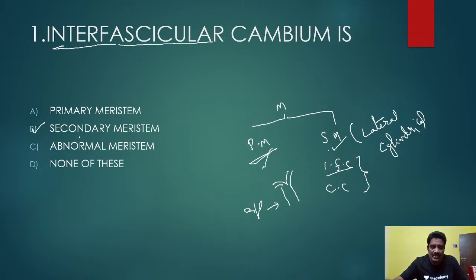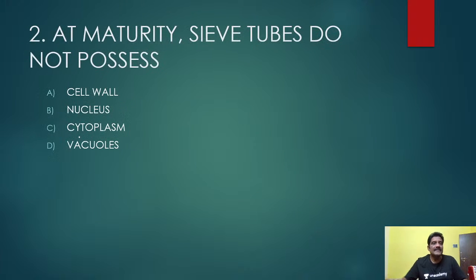Okay, let us go to the second bit here. At maturity, sieve tubes do not possess... What are sieve tubes? The sieve tubes and the companion cells come under phloem. These are the elements that come under phloem. What is the right answer here? Sieve tubes do not possess... B is the right answer.